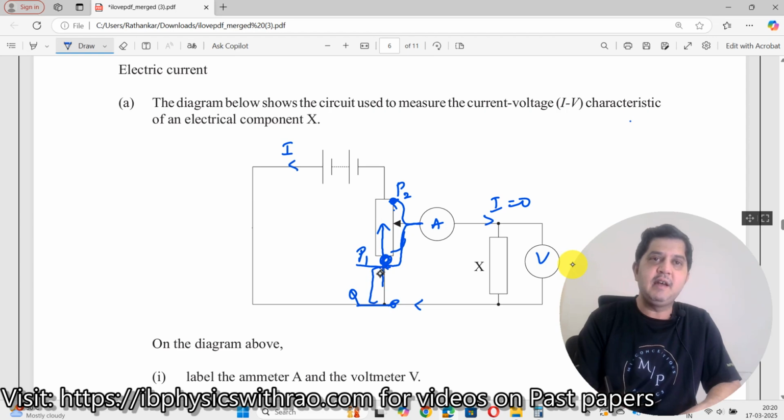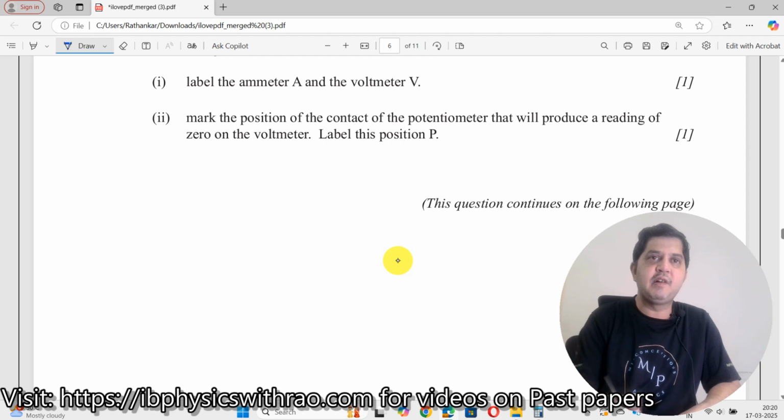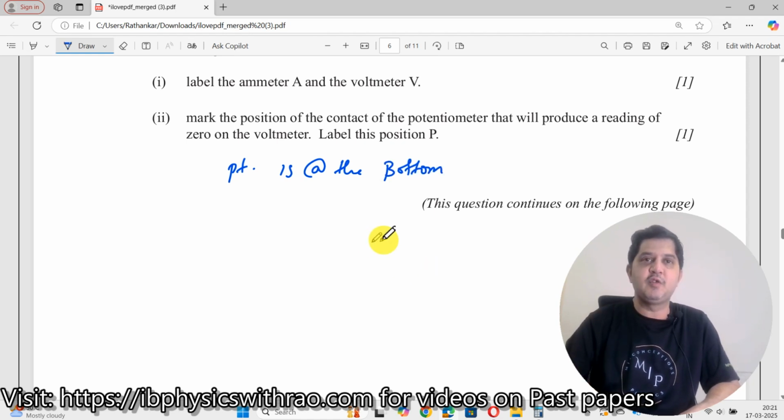Thus the answer here should be, the point should be at the bottom. You can say point is at the bottom. Or maybe you can just write the position of P. Okay, next.